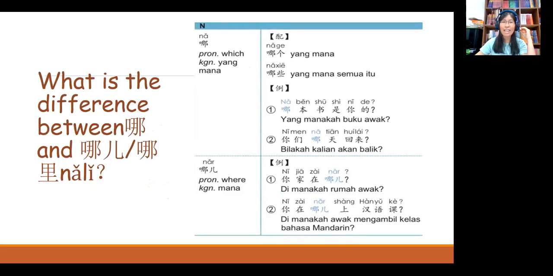Okay. And this 哪 and 哪里? 哪 is which. 哪儿 or 哪里 will be where. This is the different one here. Means which is 哪, whereas 哪里 means where. Okay, very easy and simple.